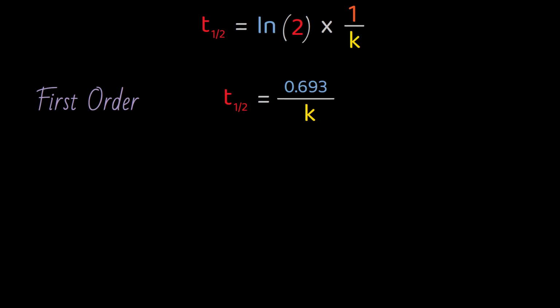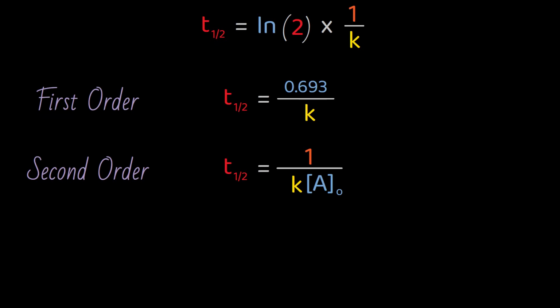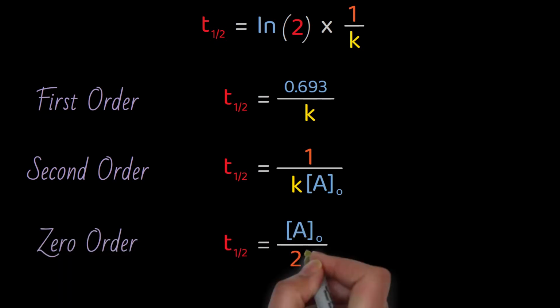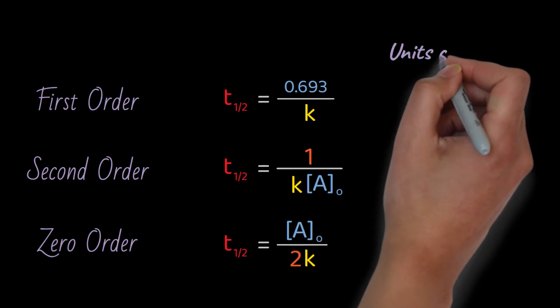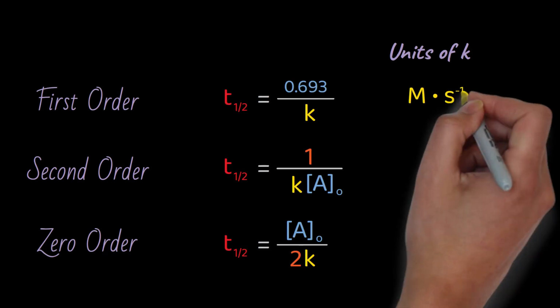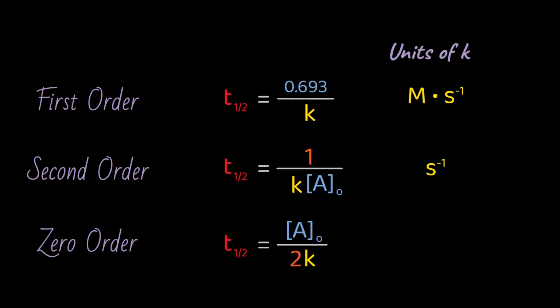Go ahead and calculate the integrated rate law for the half-life of zero- and second-order reactions now before you continue. You should have equations that look like these. Consider what the units of k are for each half-life reaction. We can often identify the order of a reaction by the units of k.